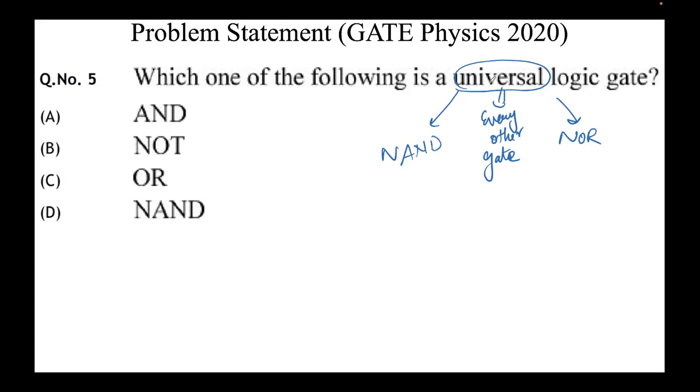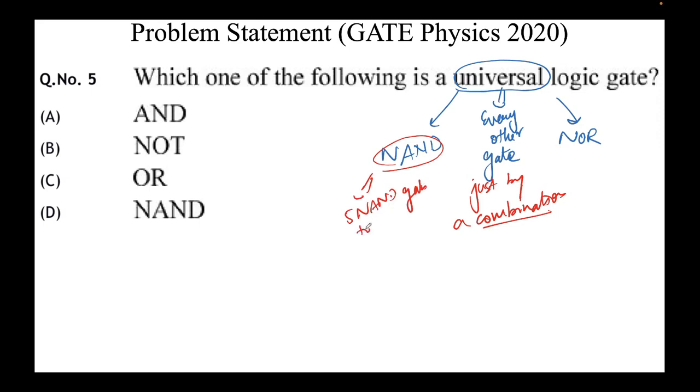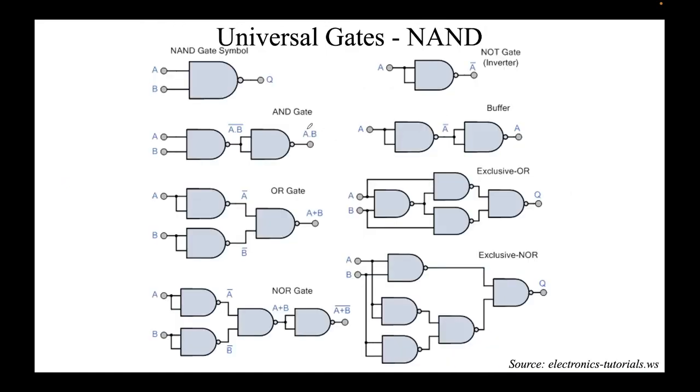Yeah. So universal means you can form every other gate just by a combination. So with NAND, let's say I use 5 NAND gates to form, I think, XOR. We'll see in the next slide. Here is the slide. So this is the NAND symbol, right? What I am doing here is using NAND, I am creating an AND gate. Simple. See here we are creating a NOT gate.